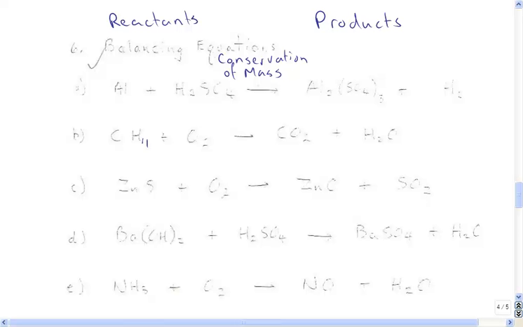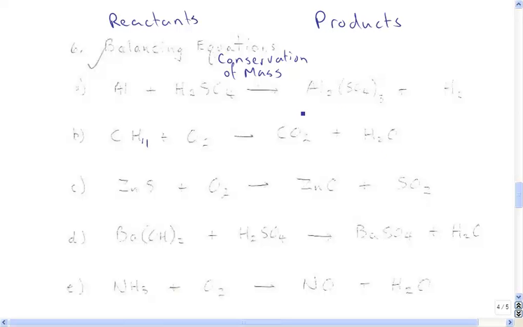Whatever mass I have on the reactant side, I have to have on the product side. The only way I can describe that in a chemical reaction is by looking at the number of atoms. So if I've got aluminum, hydrogen, sulfur, and oxygen on the reactant side, and I look at the product side, I've also got aluminum, hydrogen, sulfur, and oxygen. I've just got them in different combinations.